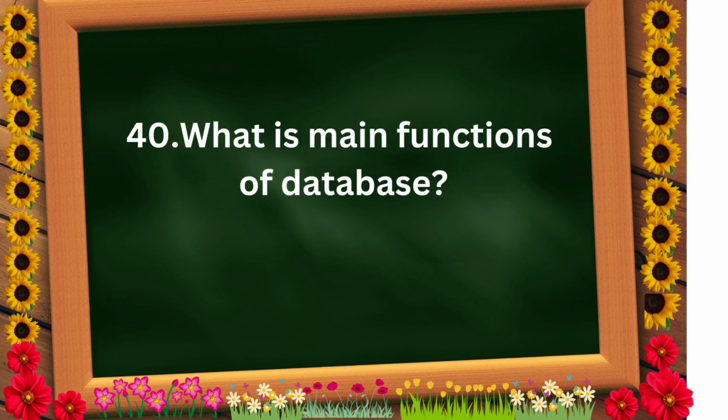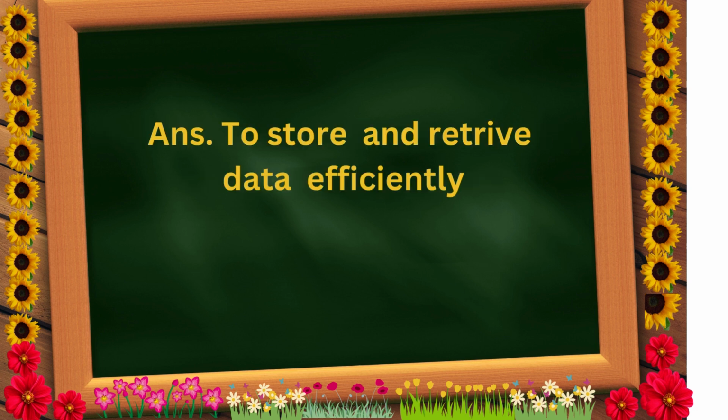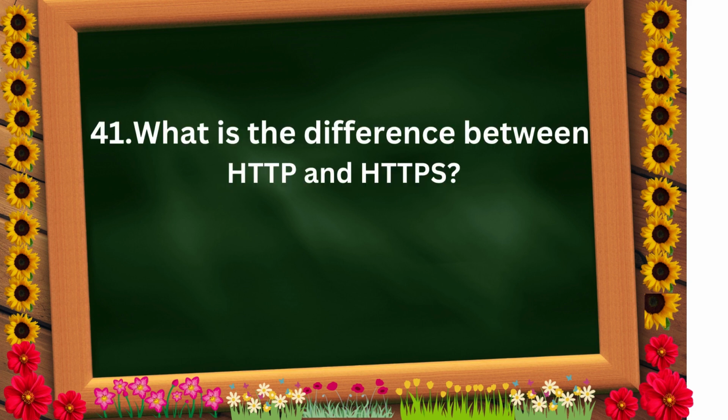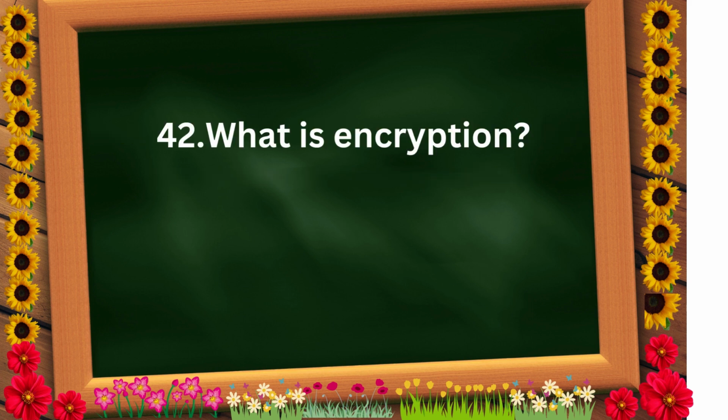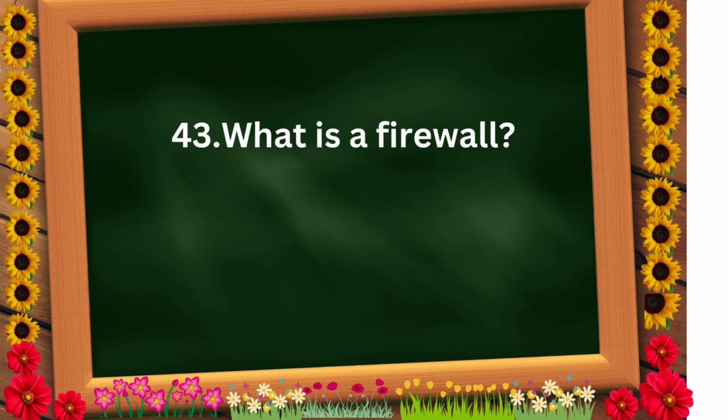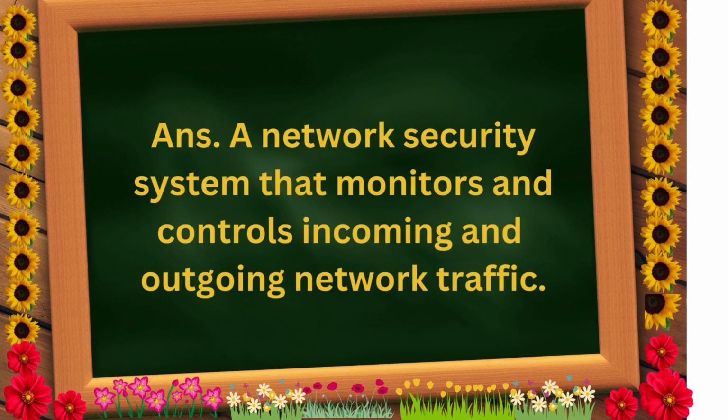What is the main function of a database? To store and retrieve data efficiently. What is the difference between HTTP and HTTPS? HTTPS is HTTP with encryption for secure communication. Code to prevent unauthorized access. What is a firewall? A network security system that monitors and controls incoming and outgoing network traffic.